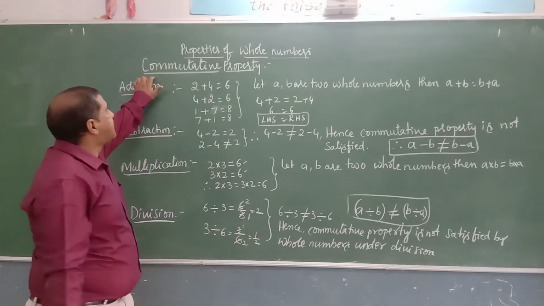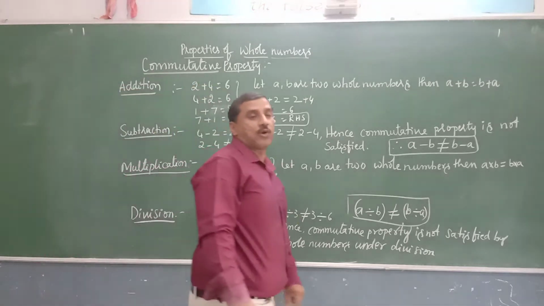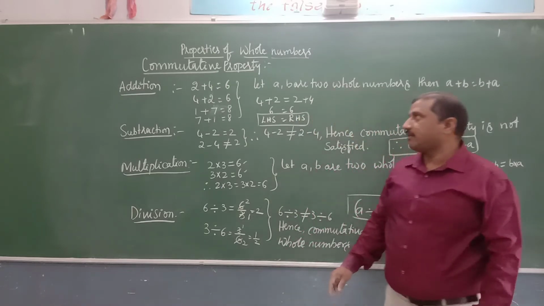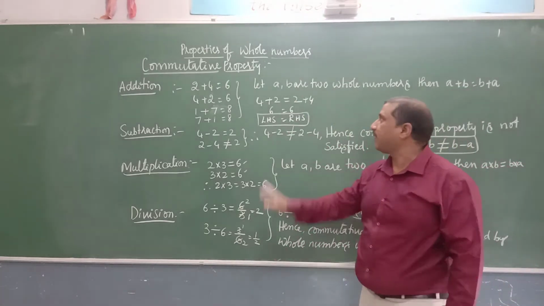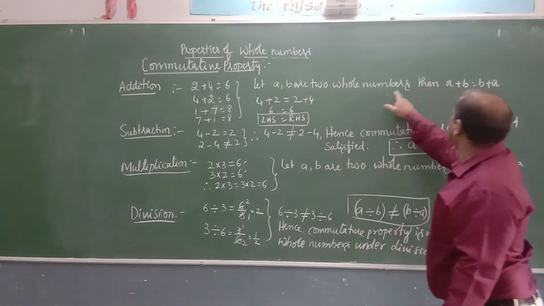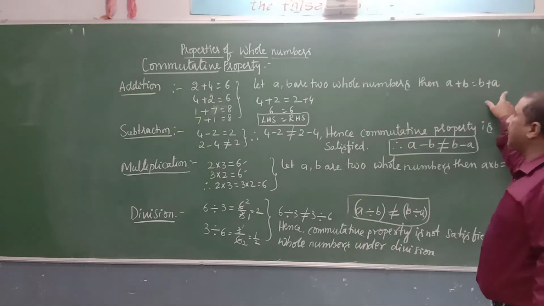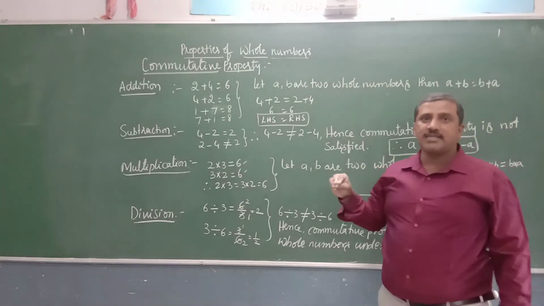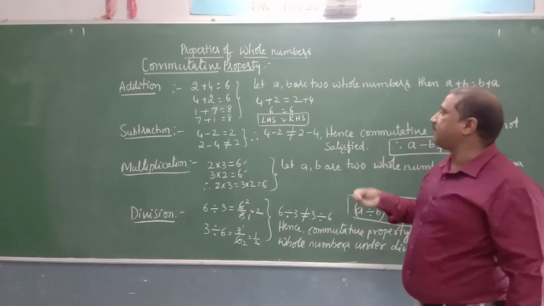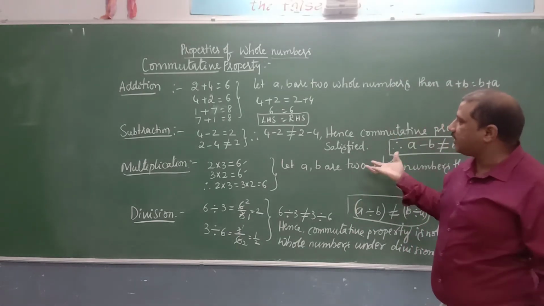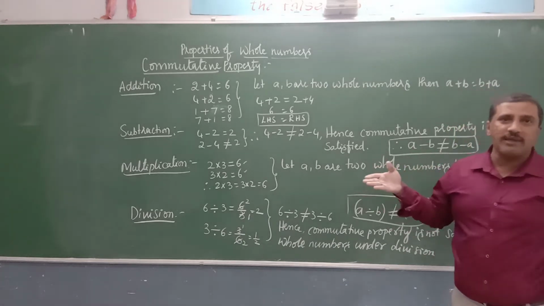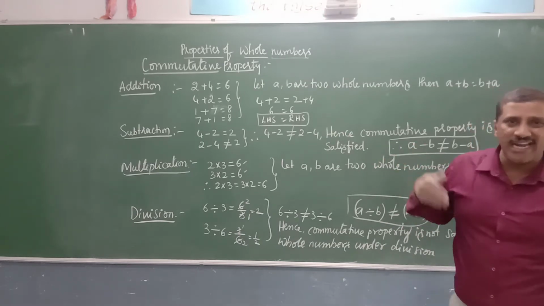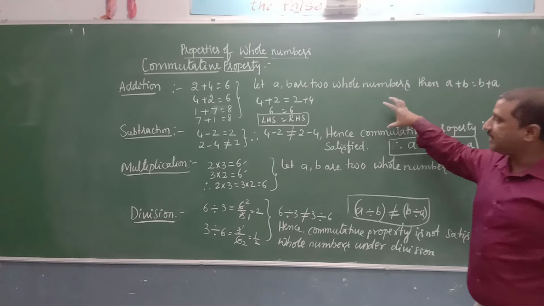Now we will discuss the other property, the commutative property. What does the commutative property say? The fundamental statement of the commutative property: let a and b be two whole numbers, then a plus b is equal to b plus a. That is, irrespective of the order of adding the two whole numbers, the sums are the same. For subtraction, a minus b should be equal to b minus a, but it is not satisfied. We can explain with some examples. And for multiplication also, a into b is equal to b into a. We will discuss in detail.